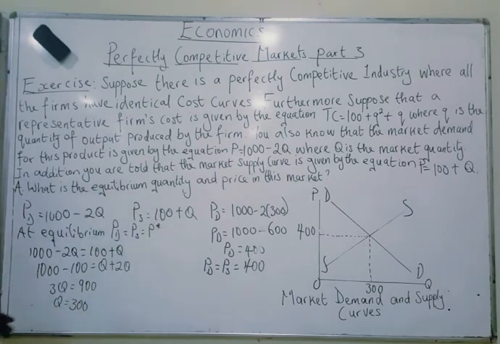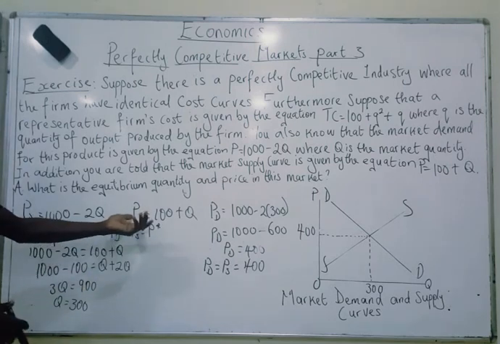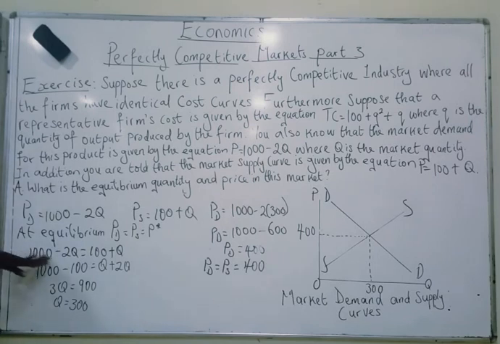At equilibrium, P equals PS equals P star, that is the price charged. The price paid by the buyers as well as the price received by the sellers are going to be the same thing. So what we have to do is to equate the PD equation and the PS equation. We have 1000 minus 2Q equals 100 plus Q. Collect like terms: 1000 minus 100 equals Q plus 2Q. 3Q equals 900, and then Q equals 300. So the equilibrium quantity is 300.